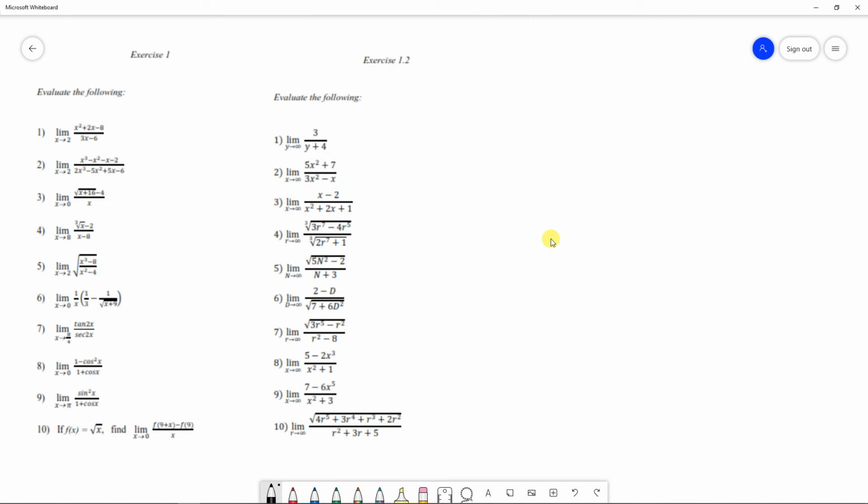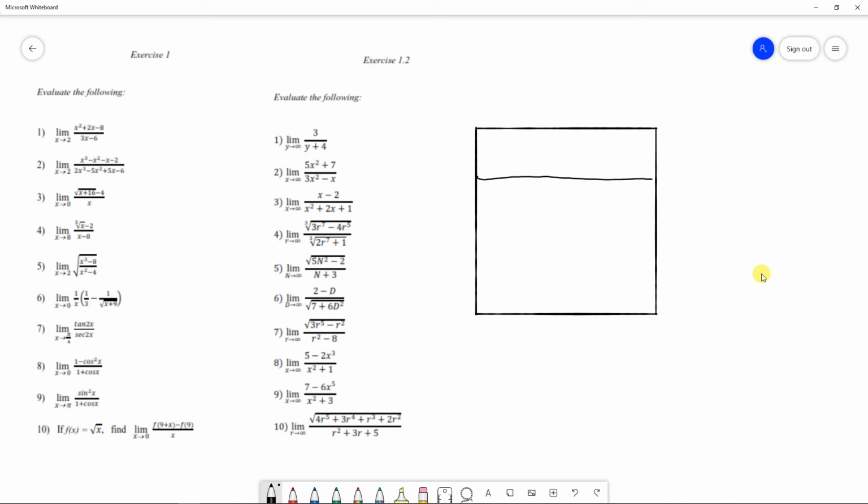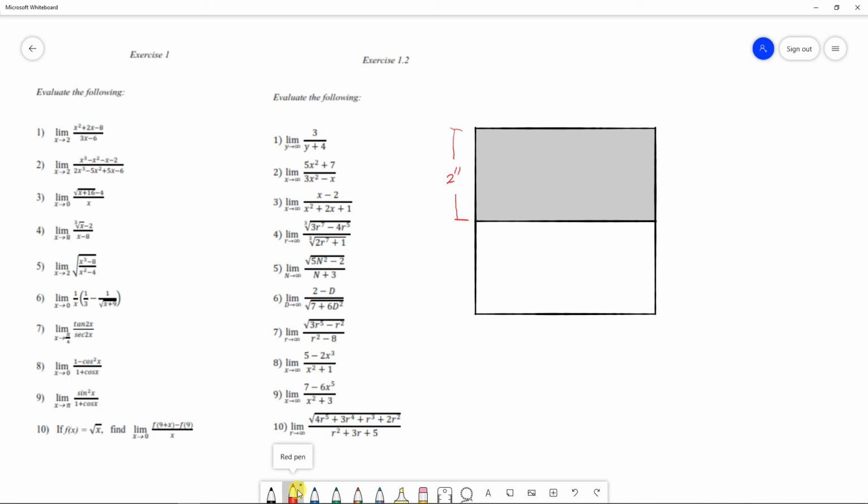On your short bond paper, you're going to put a margin from top up to this point, na ang dimension ay 2 inches. Okay, 2 inches siya ha.